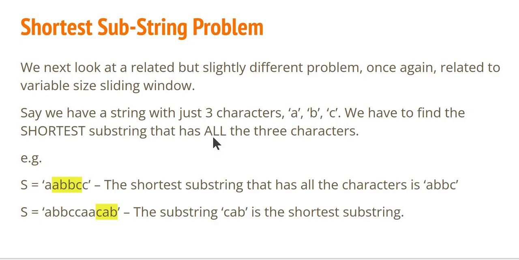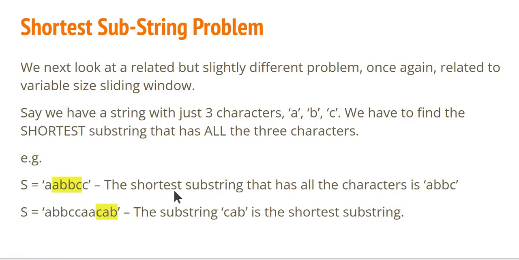So let's say we have a string with just three characters. These characters are, for example, A, B, and C. What we have to do is to find the shortest substring that has all the three characters. So, for example, look at this. We have string S, which is say A, B, B, C, C.